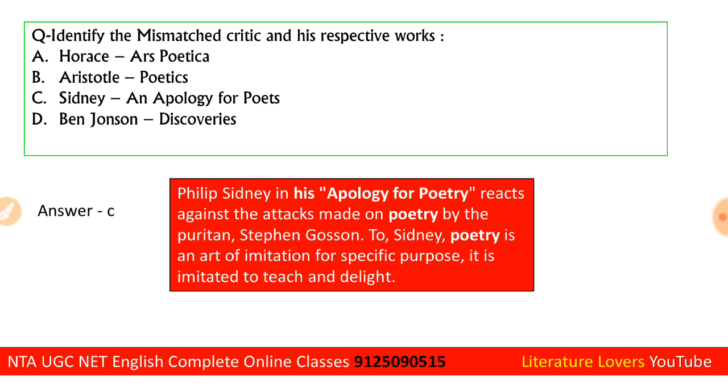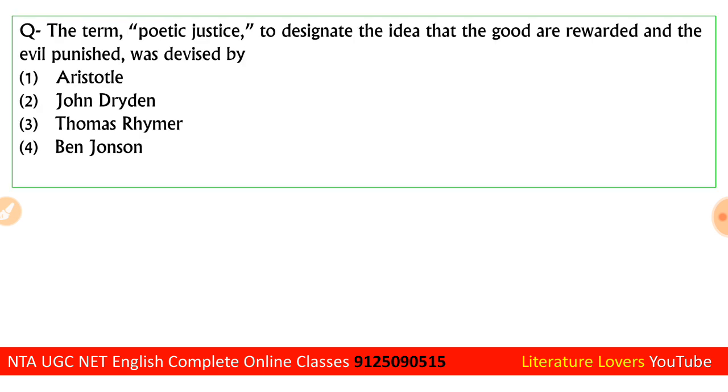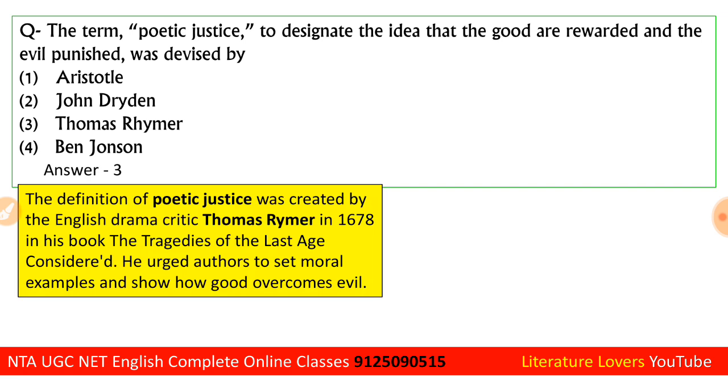Now see the next one. So here is the next question. The term poetic justice, to designate the idea that the good are rewarded and evil punished, was devised by Aristotle, John Dryden, Thomas Rymer, or Ben Jonson. So please do select the right one. Okay learners, now I'm going to show you the correct answer. So here is the correct answer, you can see. Thomas Rymer, he coined the term poetic justice.